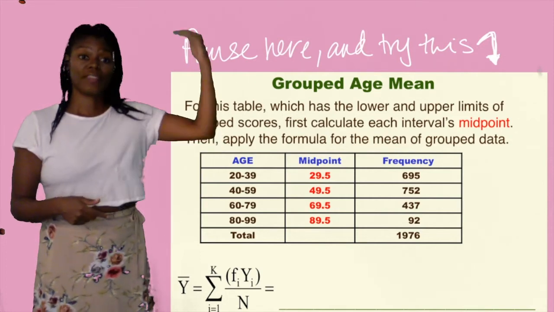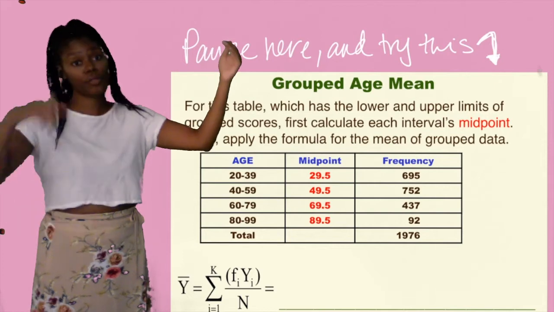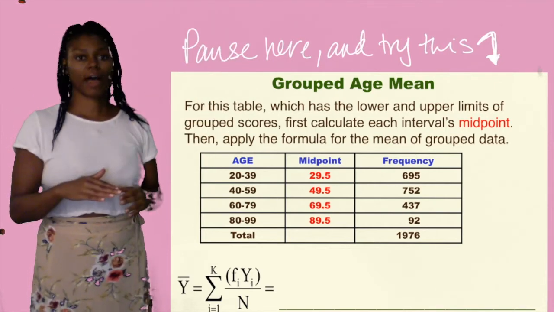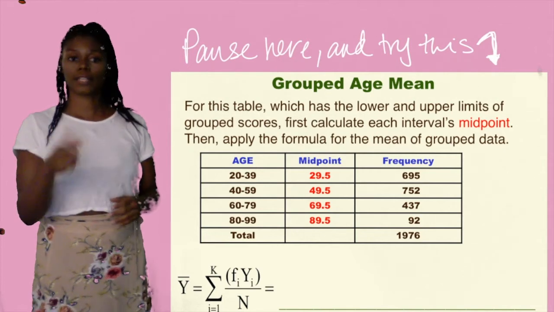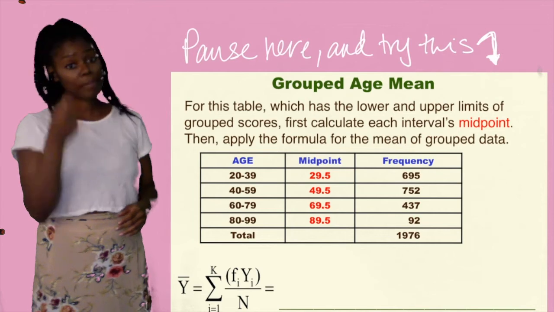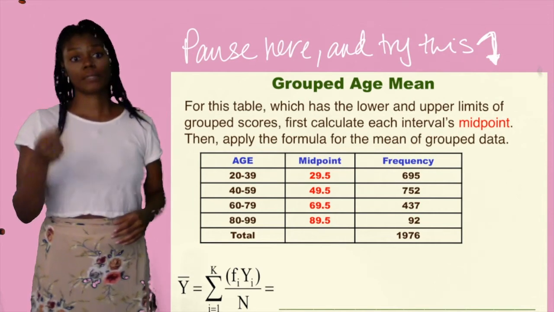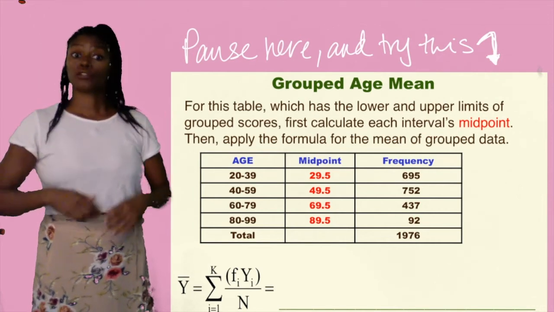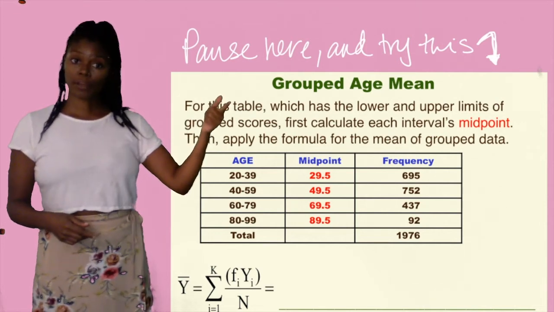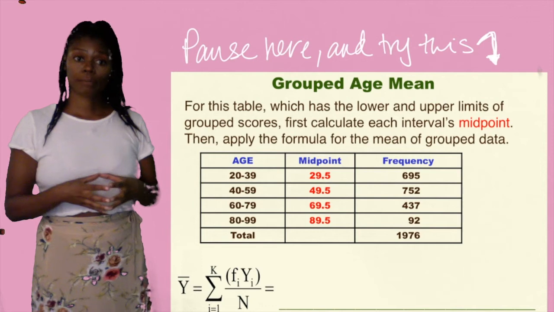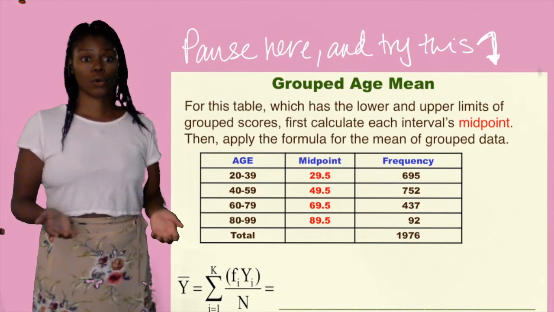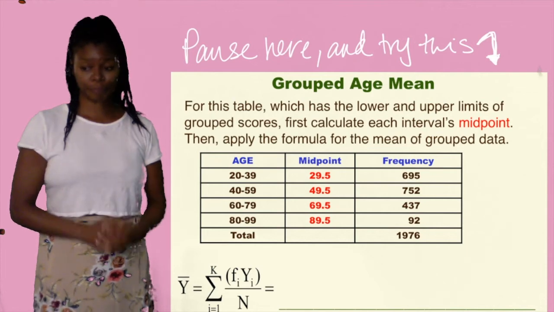So we take the highest number in the range, the lowest number in the range, we add them together, and then we divide them by 2. And that gives us a midpoint value for each category. And that midpoint value becomes our y sub i. So for each category, you multiply the frequency by the midpoint value, add all of those numbers up, divide them by n, and you will have your mean for this variable.